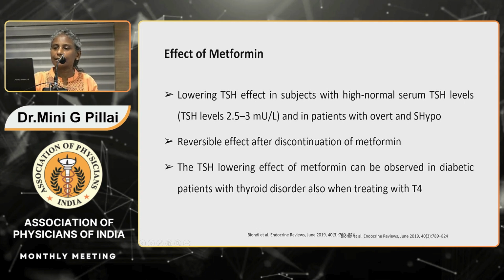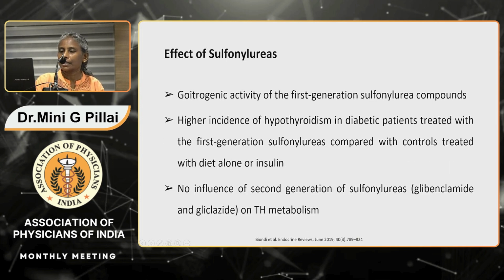After discontinuation, this effect is gone, and this effect can also be observed in diabetic patients with hypothyroidism when treating with T4. First generation sulfonylureas are not relevant to us because none of us use them, but anyway they are associated with goiter. Second generation sulfonylureas do not have an effect on thyroid hormones.